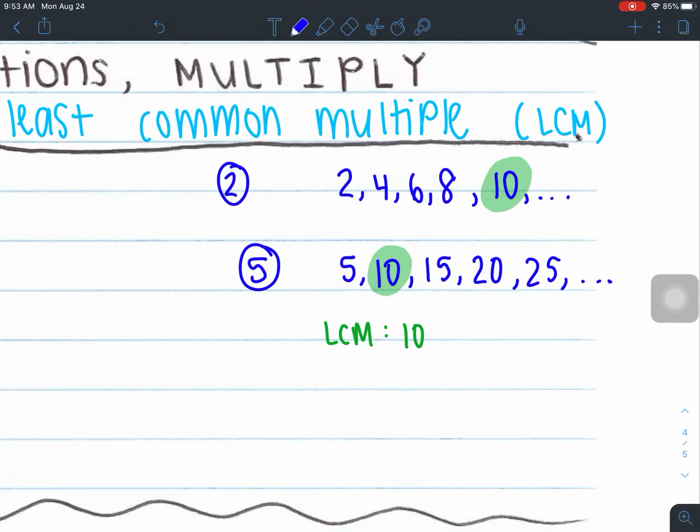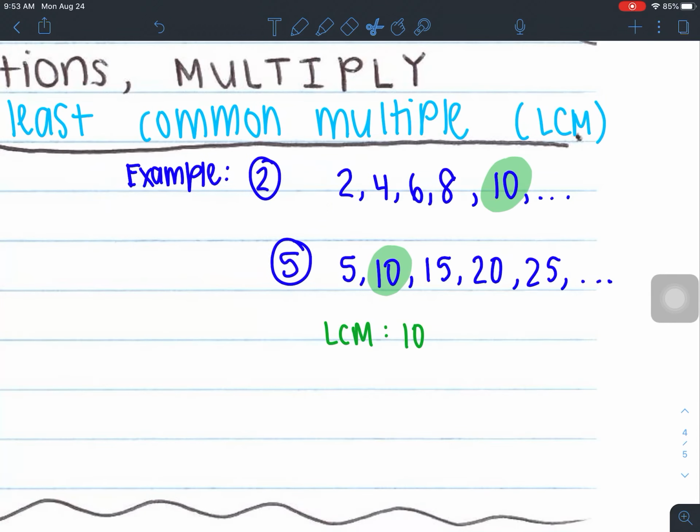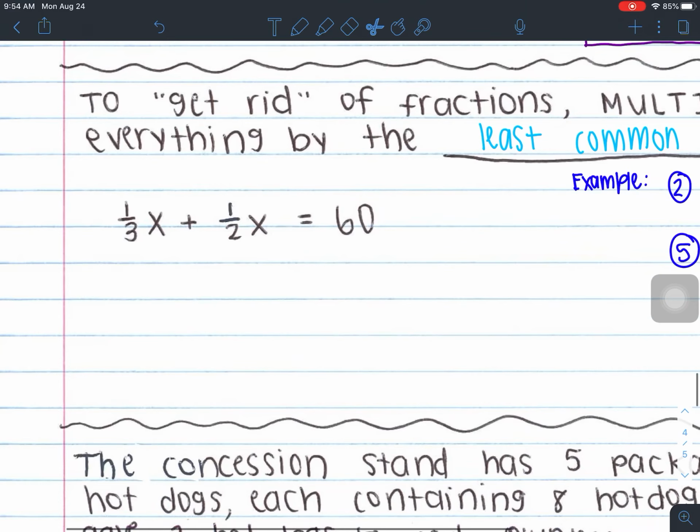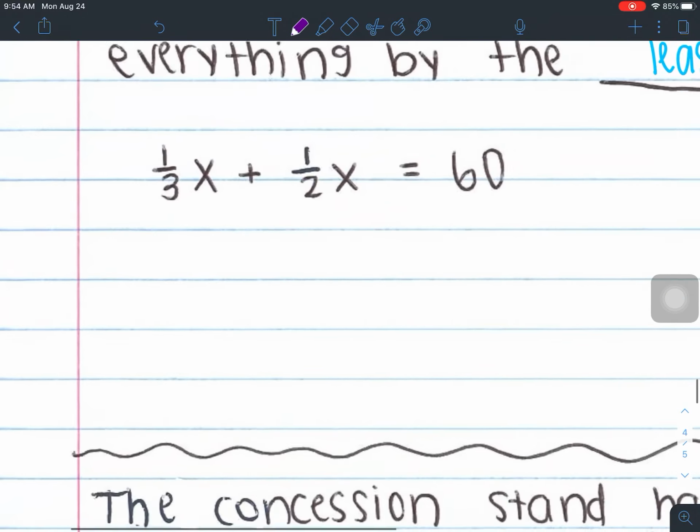This is an example. So I'm going to go ahead and write example. And I'm going to move this because it's kind of far away. All right, so let's actually work on the problem. To get rid of fractions, you multiply everything by the least common multiple. This is super useful, so you want to make sure that you remember this.